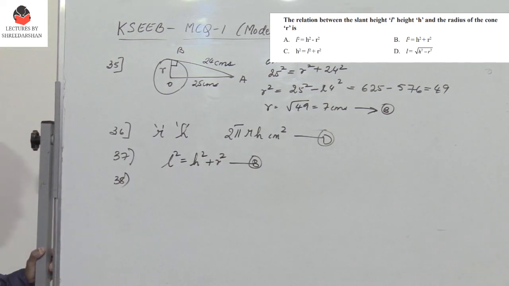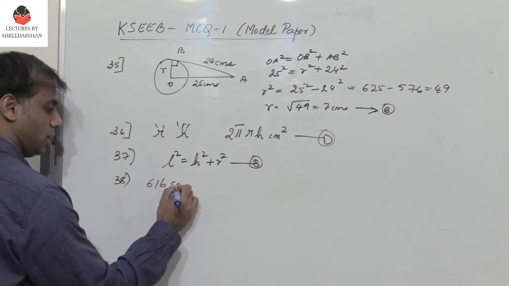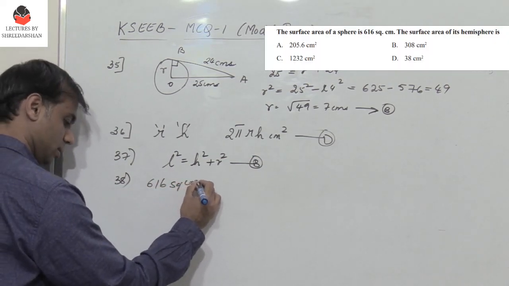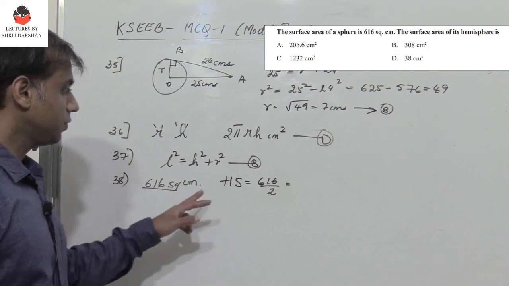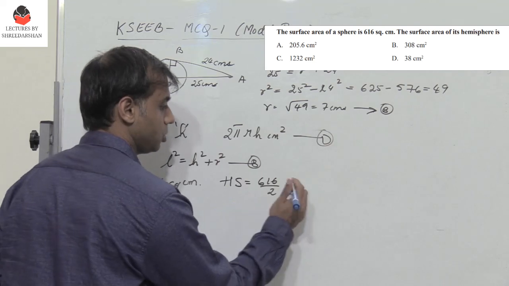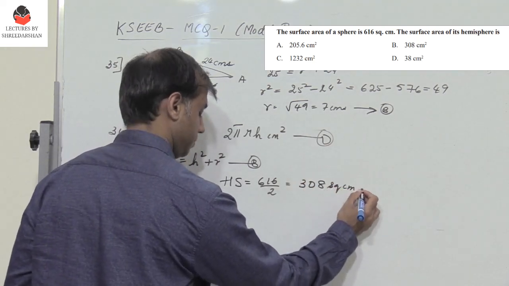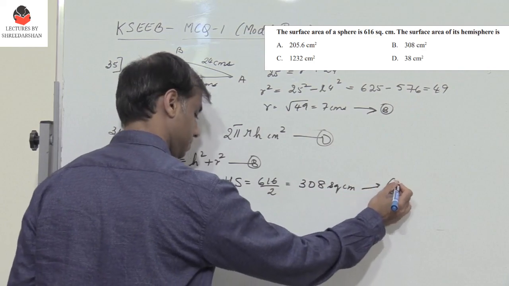38th one. The surface area of the sphere is 616 square centimeter. So the surface area of the hemisphere is going to be half that of the sphere, which is going to be 616 by 2, which is 308 square centimeter. So the option is B.